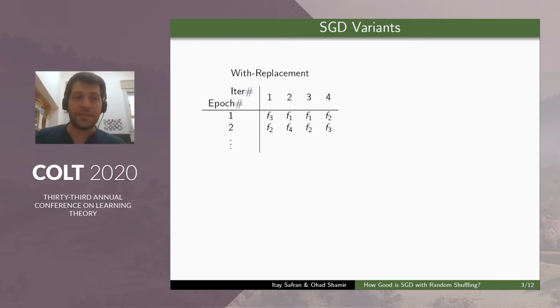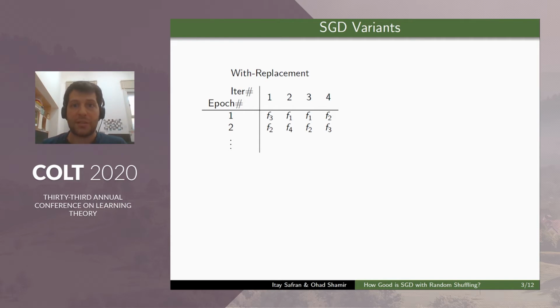We have the well-studied and well-known with replacement sampling, where at each iteration we sample an individual function uniformly at random. This setting is very well understood, and the main reason is that by sampling each function uniformly at random, we have that this provides an unbiased estimate of the gradient at each iteration, which greatly facilitates the analysis of the algorithm.